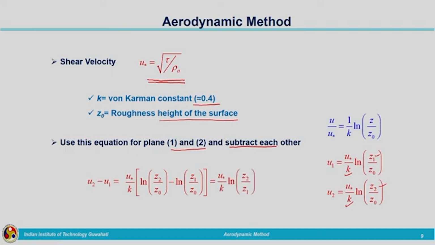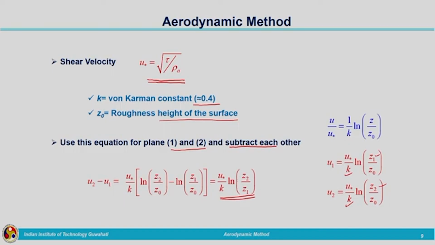So, it can be written as u star by k ln z2 by z1, z naught is getting cancelled. So, the expression for the difference in wind velocity at section 2 and section 1, that is u2 minus u1, can be written as u star divided by k ln z2 by z1. Why are we doing all this exercise? We need to get an expression corresponding to our momentum flux.